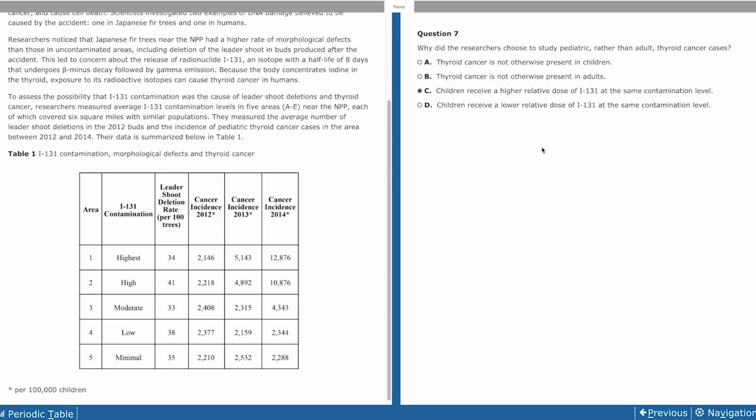Question 7. Why did the researchers choose to study pediatric rather than adult thyroid cancer cases? So this is going from the hardcore physics to the hardcore biology side of things. Answer choice A: thyroid cancer is not otherwise present in children. B: thyroid cancer is not otherwise present in adults. C: children receive a higher relative dose of iodine-131 at the same contamination levels. And D: children receive a lower relative dose of iodine-131 at the same contamination level.